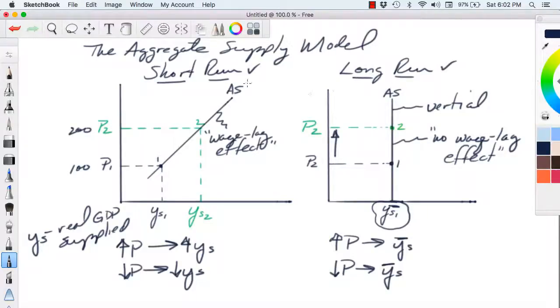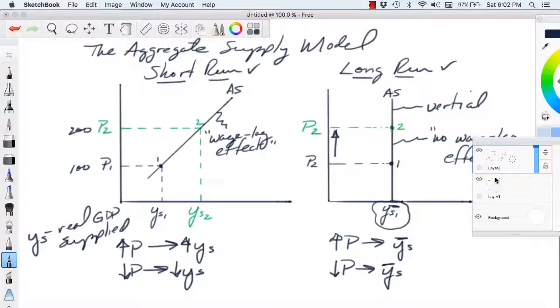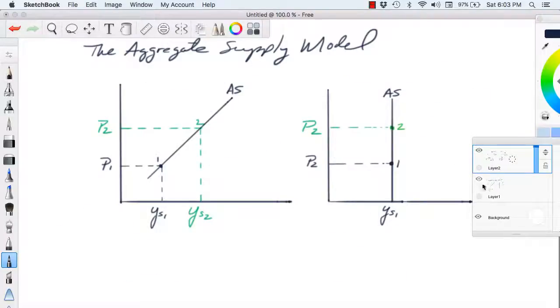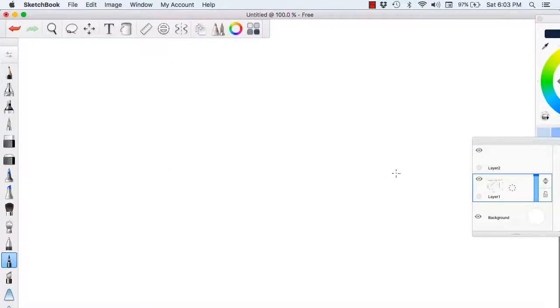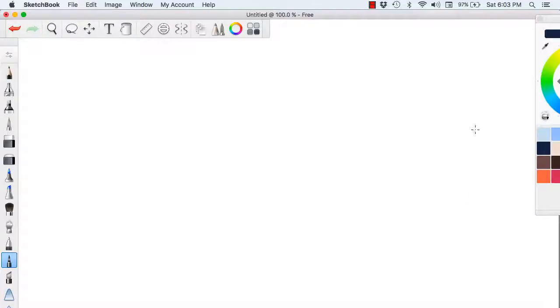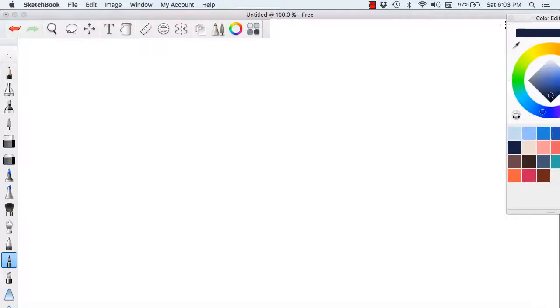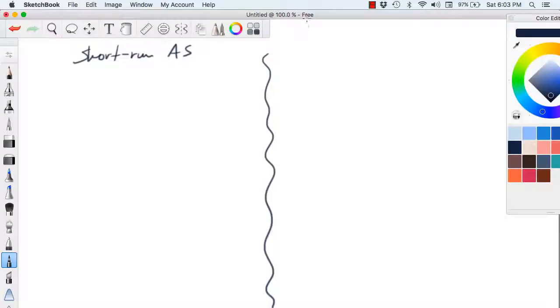Okay? Now, I'm going to go ahead and erase this and clear the space so I can do some more note taking for you. What I'll do is divide this space in half, and over here I'll be talking about short run aggregate supply, and over here I'll be talking about long run aggregate supply.